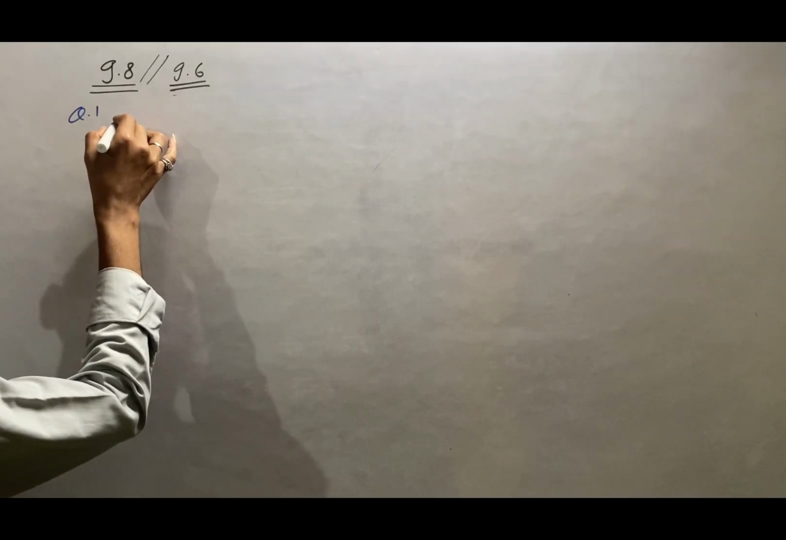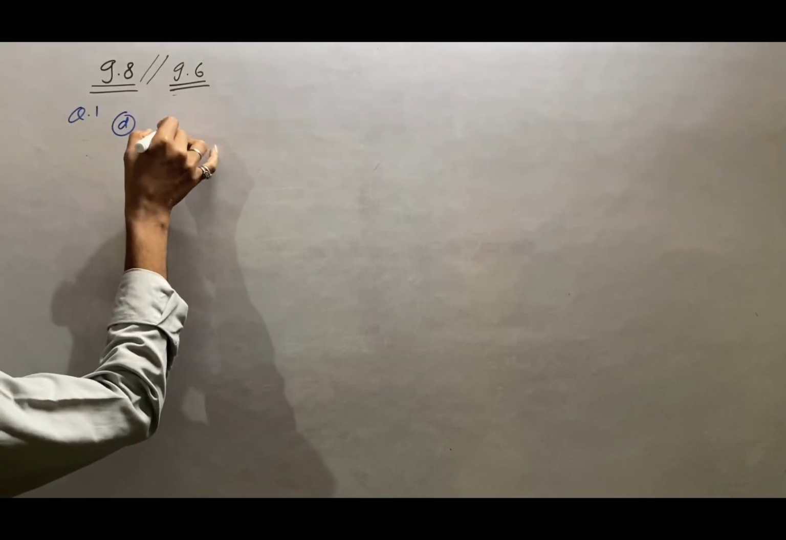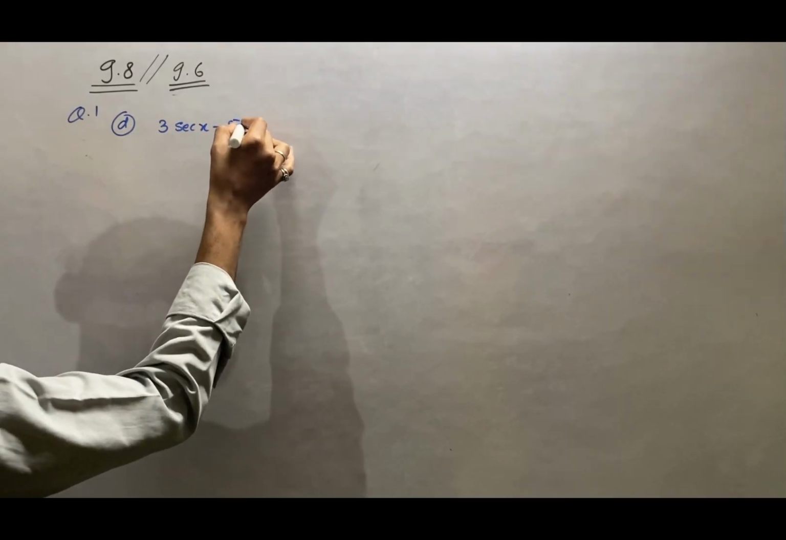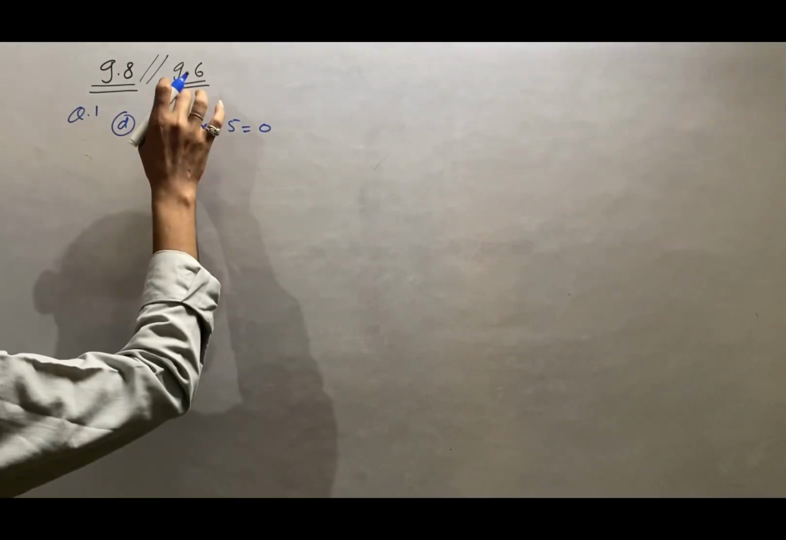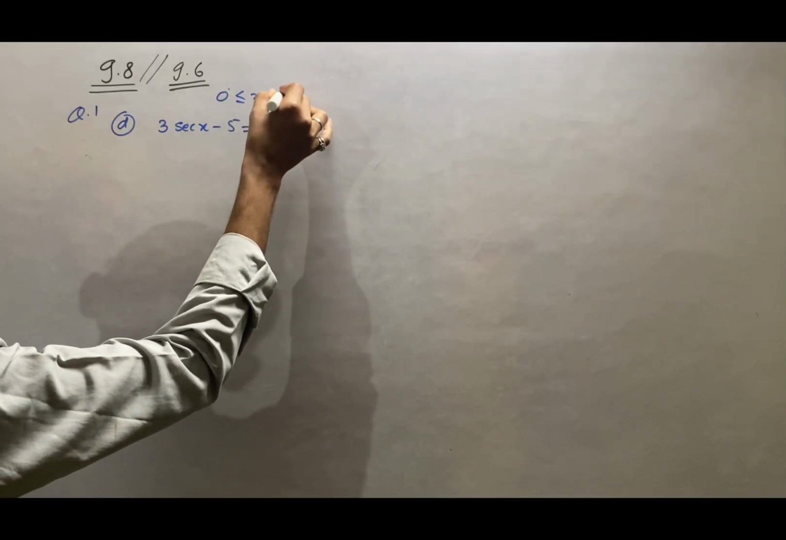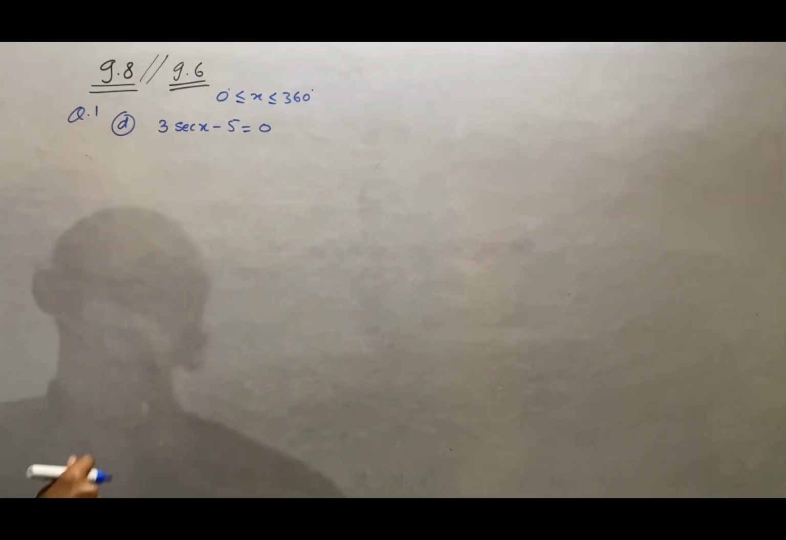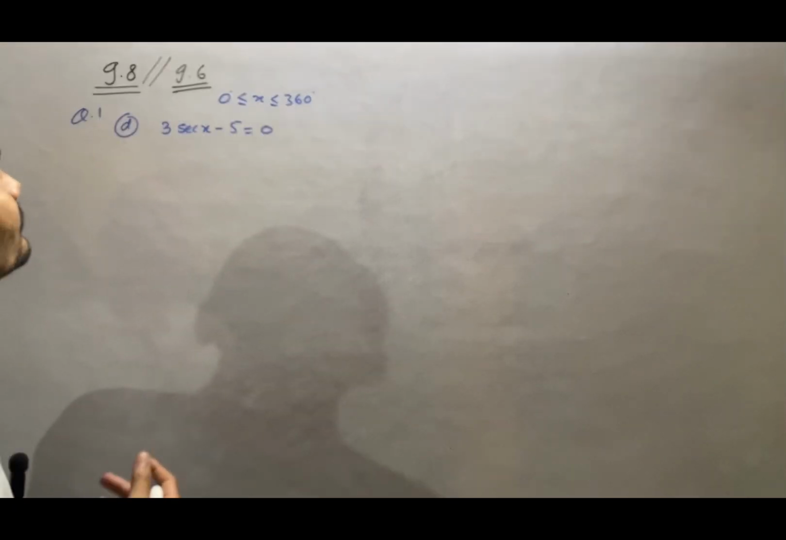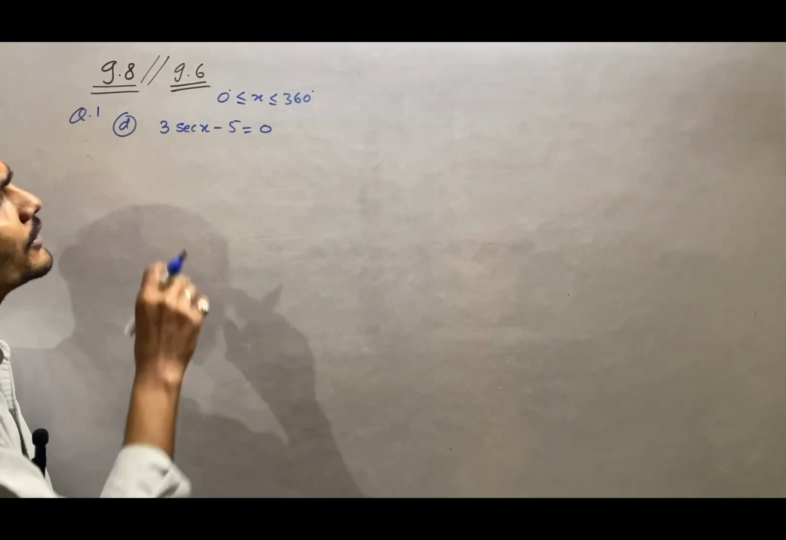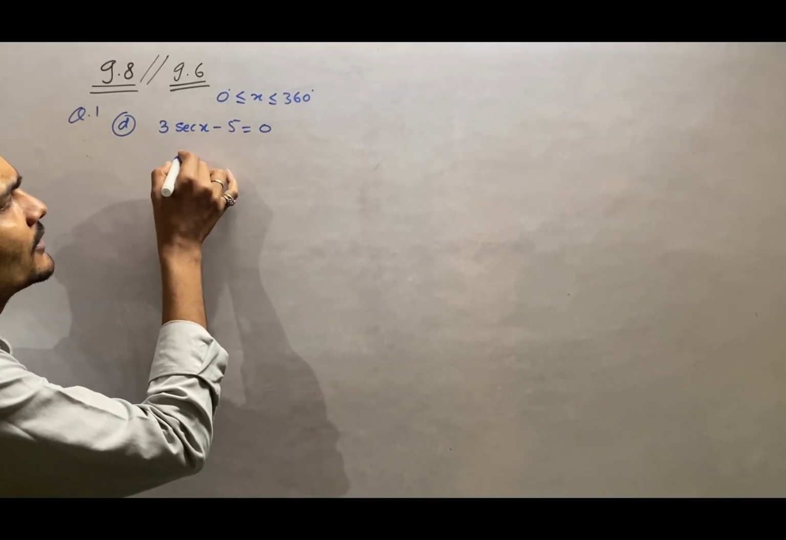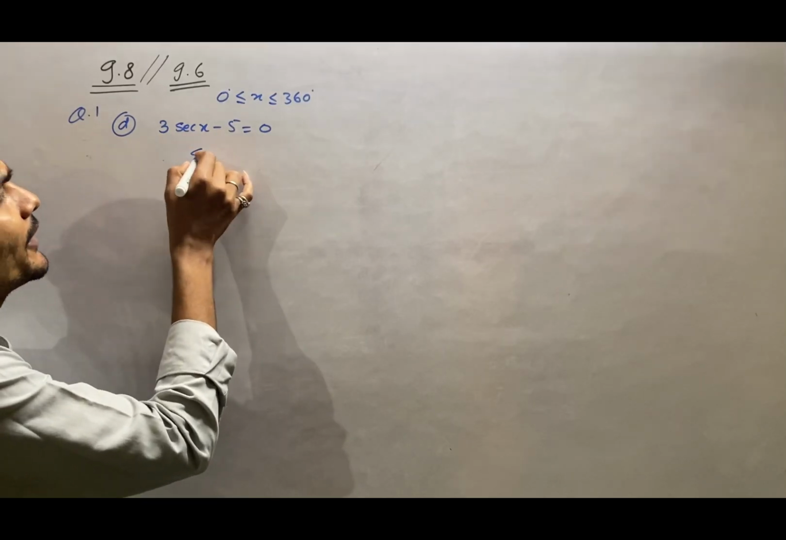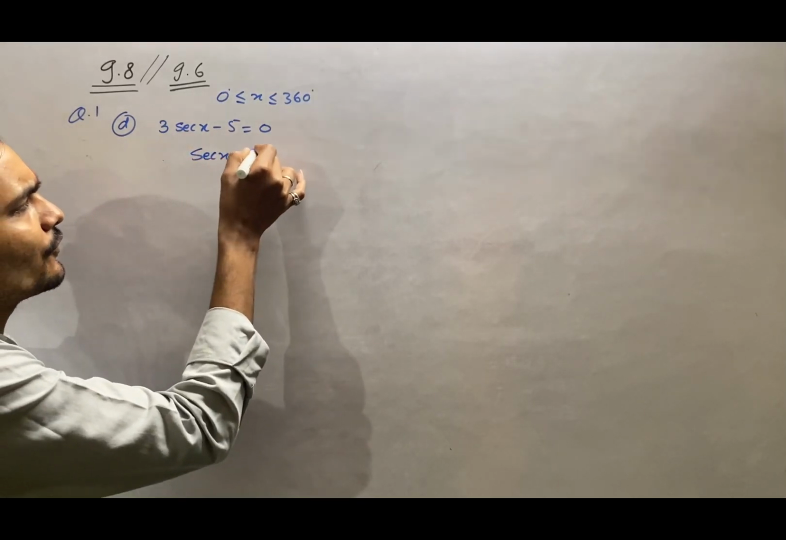Now these two values we have. So here we have D: 3 sec of x minus 5 equals 0. Again the range we have is the same for x, 0 less than x less than or equal to 360. So first let's simplify the given equation. We can take 5 to that side, so we can write directly sec of x equals 5 over 3.